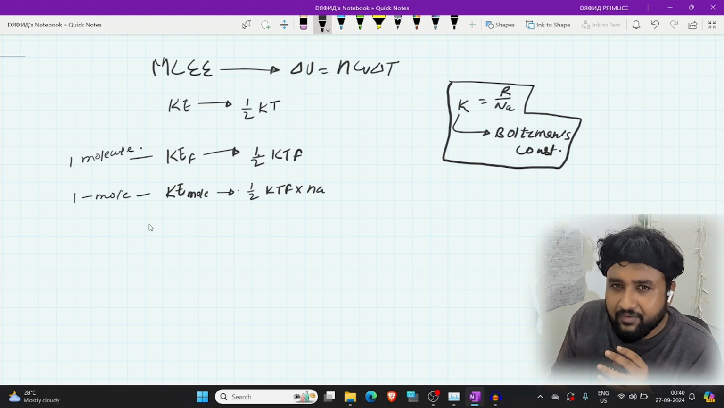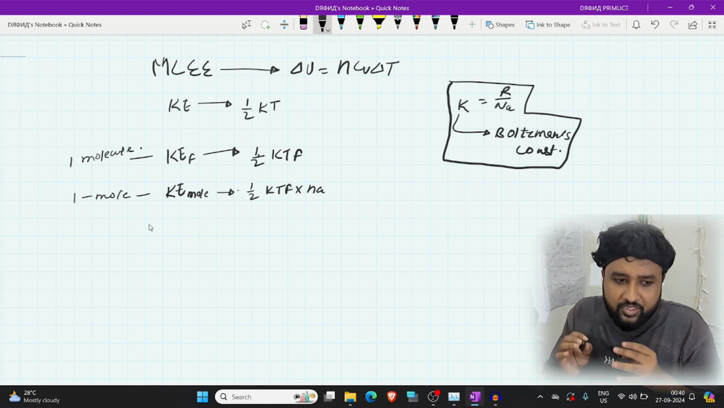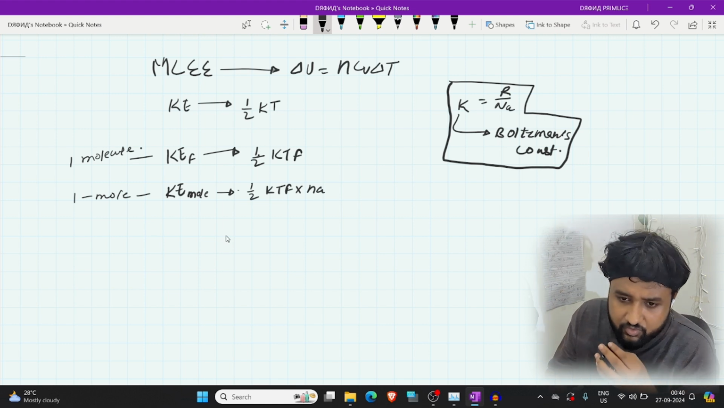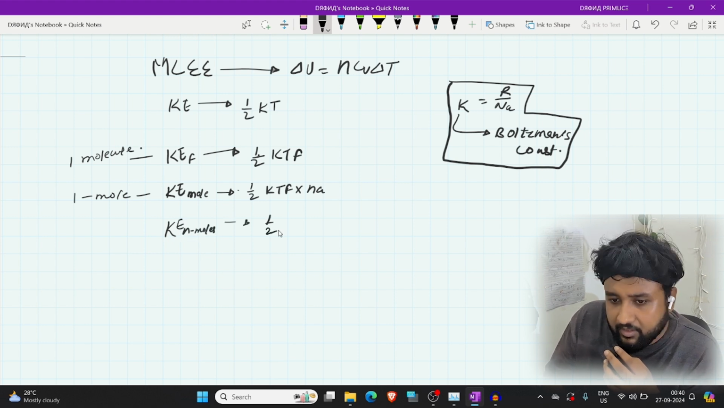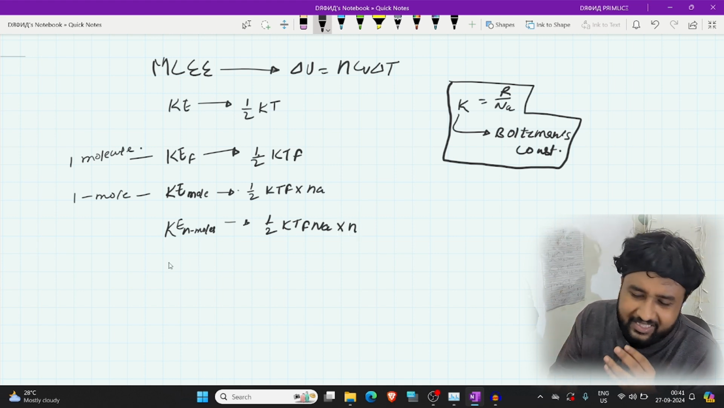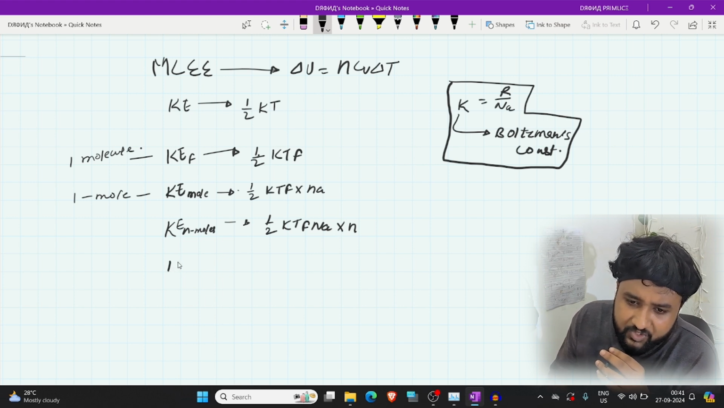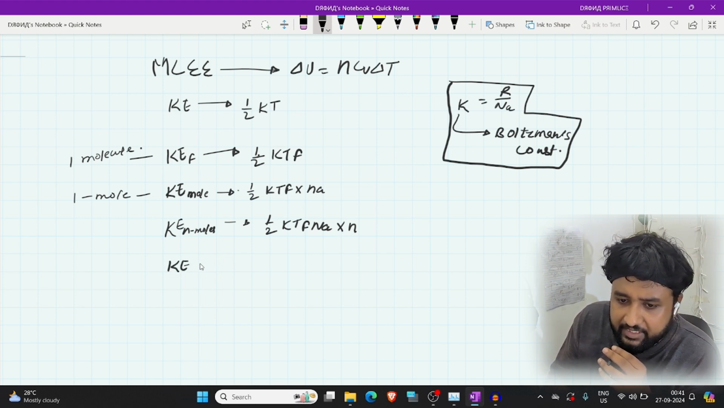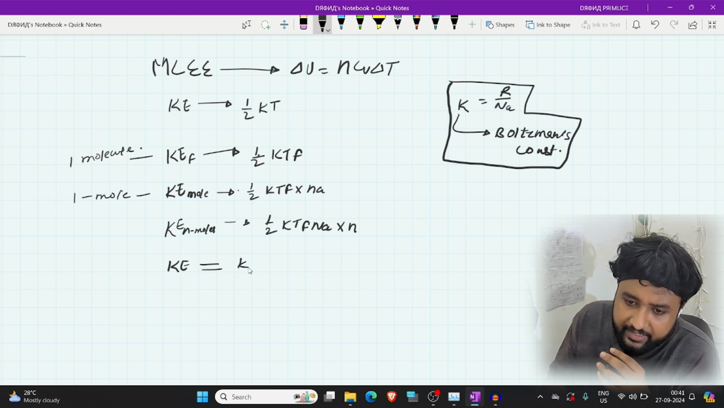But will we ever solve a question regarding 1 mole? Maybe, maybe not. So let's extend this concept and make it n number of moles, right? Ke for n moles: half kT F into Na, then multiply this by n number of moles, right? Very simple unitary method. Okay, so write it. Finally, we'll write Ke is equal to half kT F Na into n.